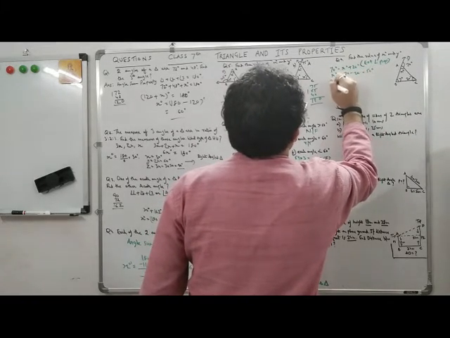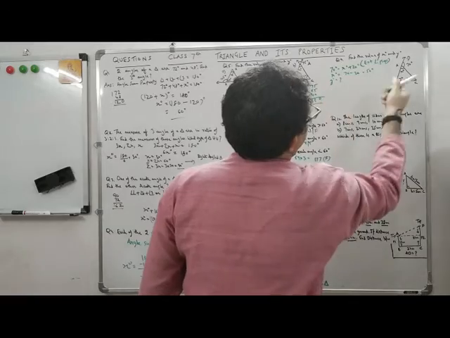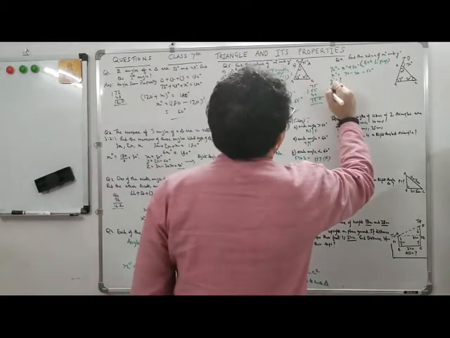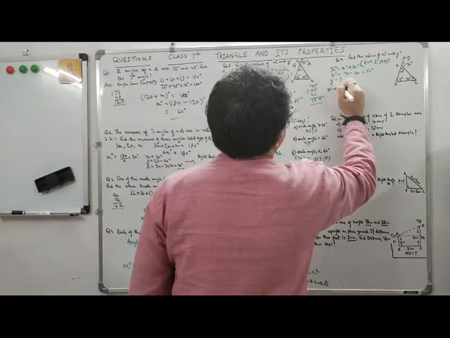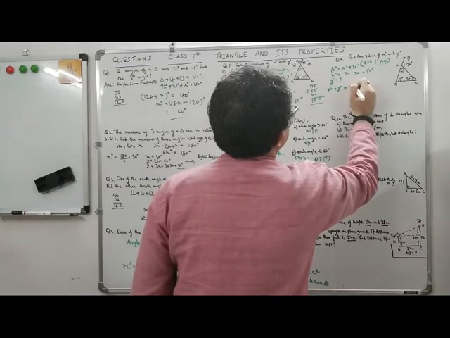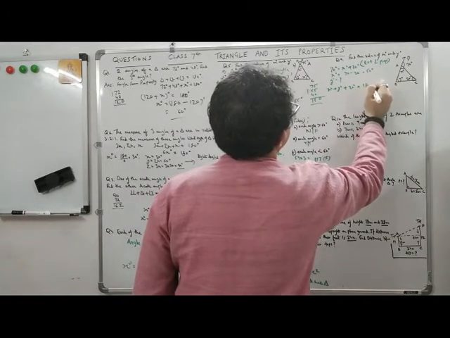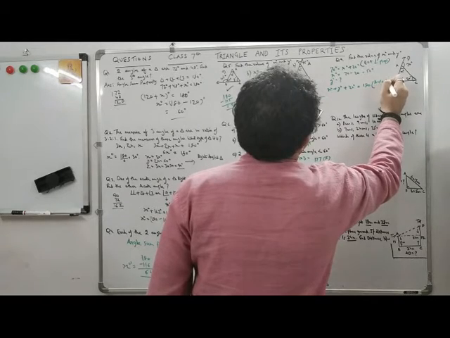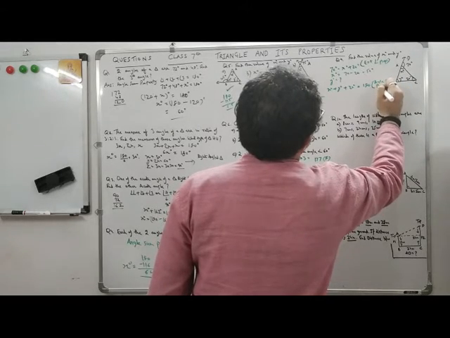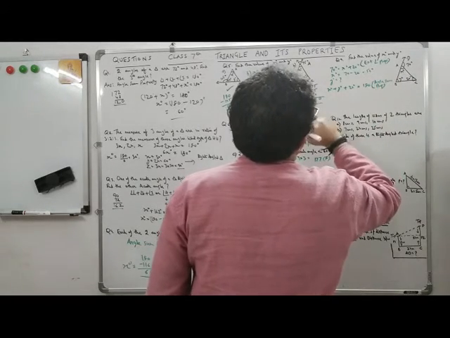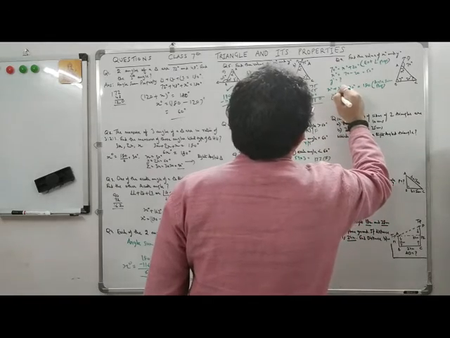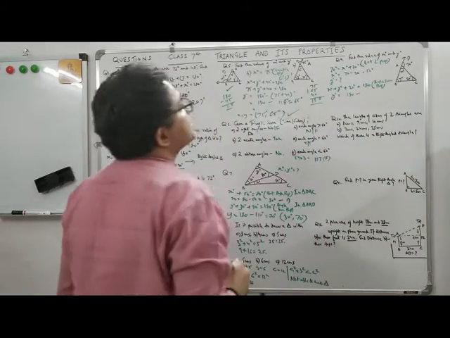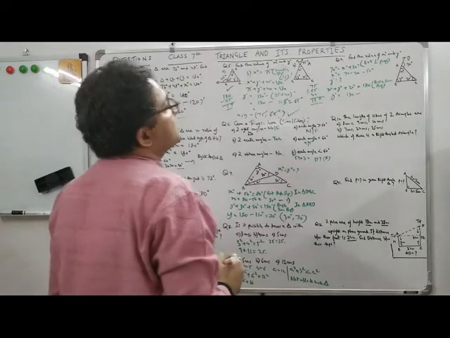Now y degree is required. We don't know y degree. We can find it by the angle sum property. So x degree plus y degree plus 20 degree is equal to 180. So y degree will be 180 minus (x plus 20).